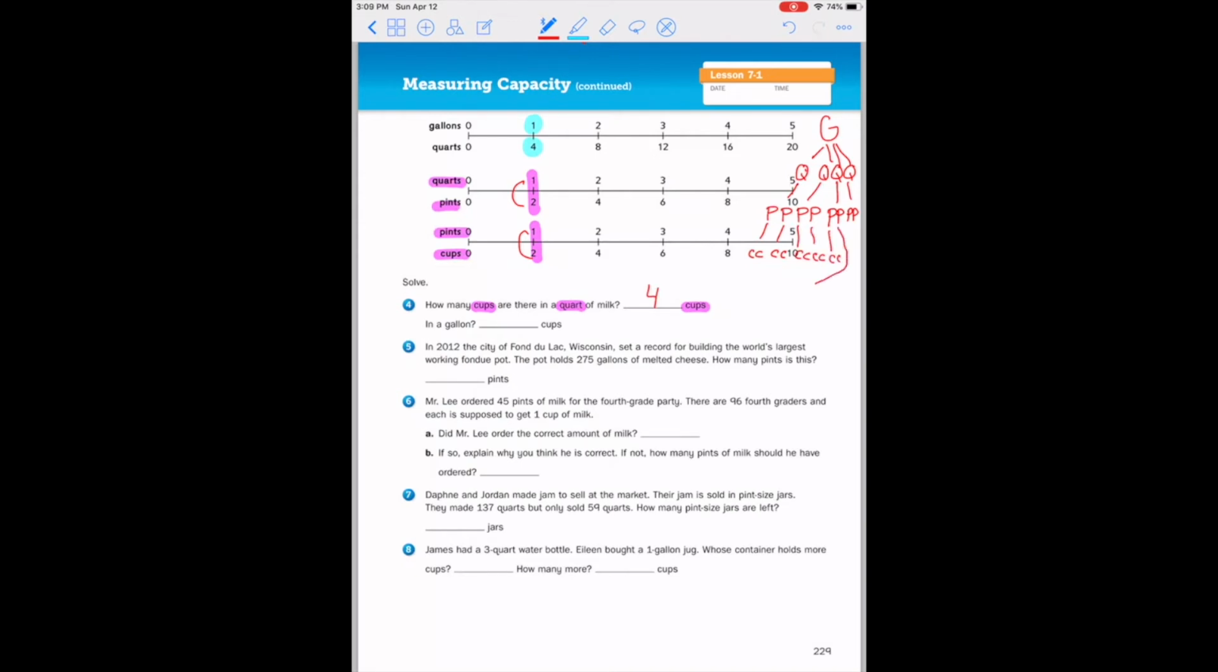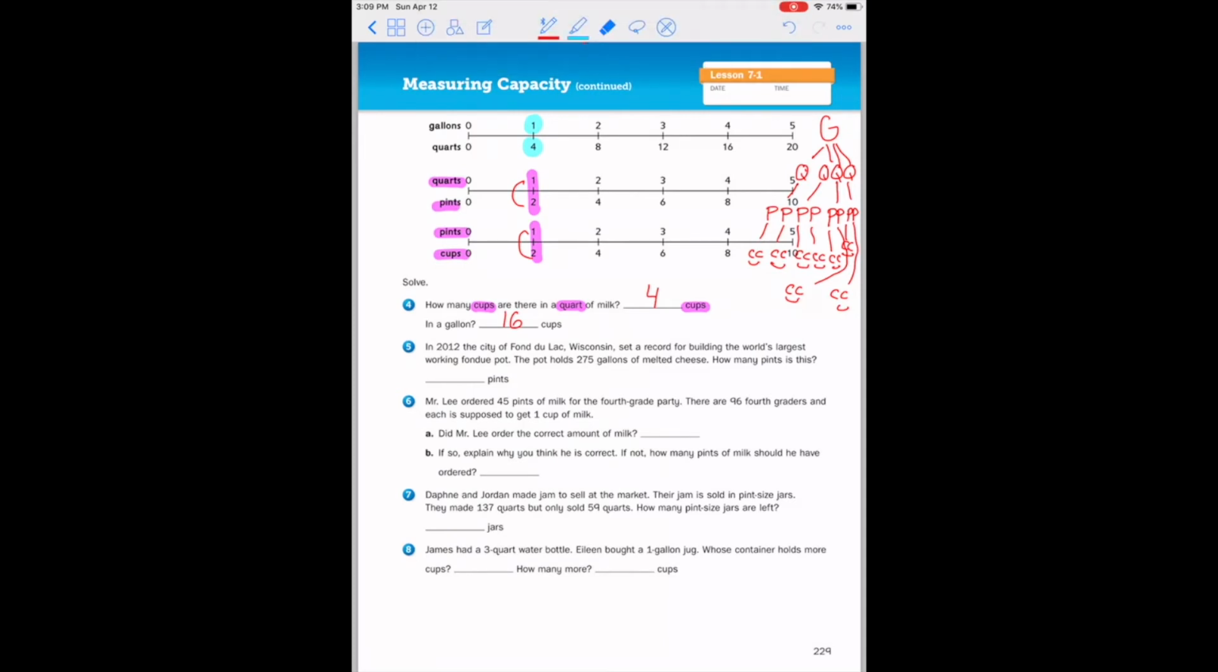Oh, I'm going to run out of room. So 2, 4, 6, 8, 10, 12, 14, 16. So there's 16 cups in a gallon.